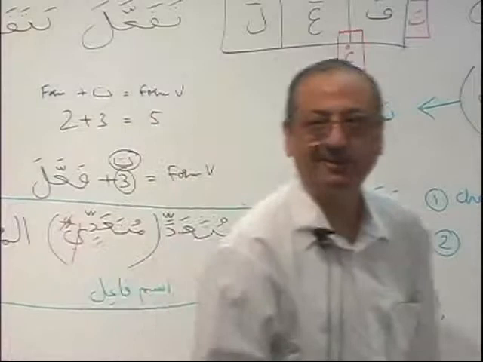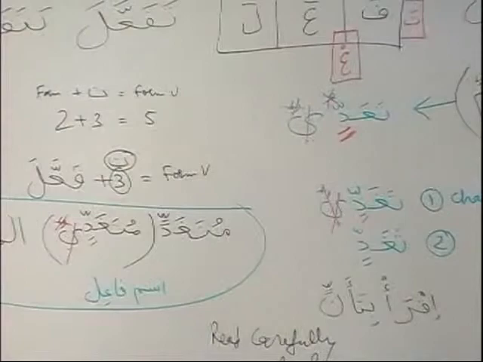Nice sentence, isn't it, brother? Iqra bita'annin. B has to come. Iqra bi ta'annin. So bita'annin means slowly, carefully, deliberately. Okay, fine. You got the idea, brothers and sisters?